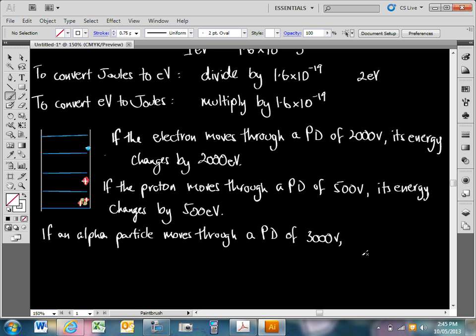An alpha particle moves through a potential difference of 3,000 volts. Its energy changes by 6,000 eV because we have the charge of two protons there, twice the proton charge.